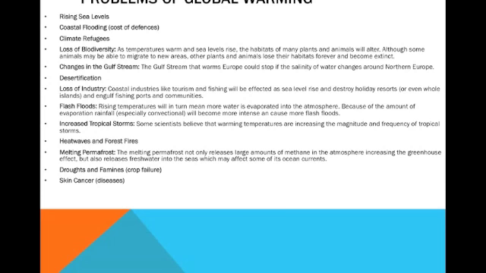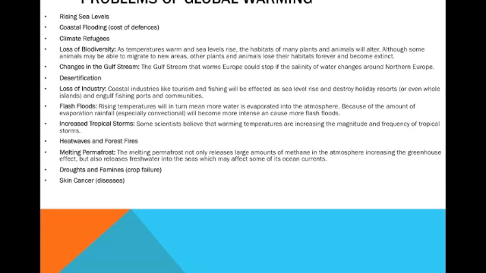Increased tropical storms. Some scientists believe that warming temperatures are increasing the magnitude and frequency of tropical storms. And heat waves and forest fires are also problems with global warming, as well as melting permafrost. The melting permafrost not only releases large amounts of methane into the atmosphere, therefore increasing the greenhouse effect, but also releases fresh water into the seas, which may affect some of its ocean currents.